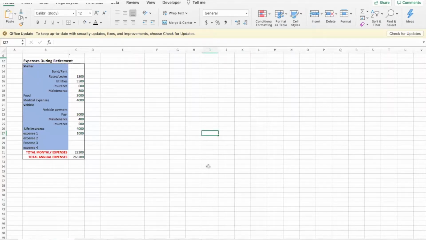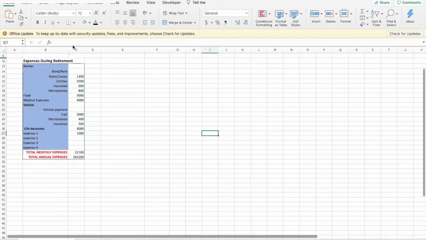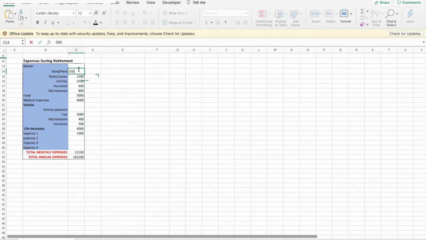As you can see, there are three sheets in the bottom, and you should start with sheet number one. In this sheet, you want to calculate all of your expenses. Whatever your expenses are going to be, you're going to use the current values for these expenses. For example, if you're renting a place, put down the rental figure here.